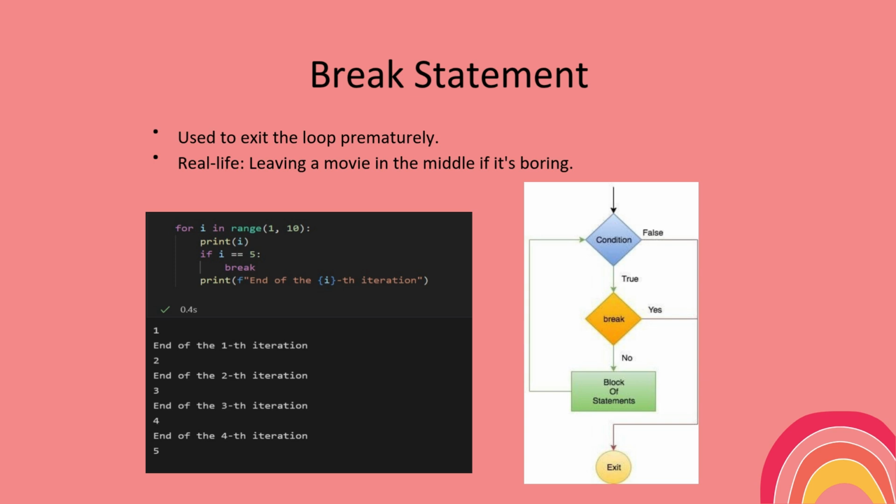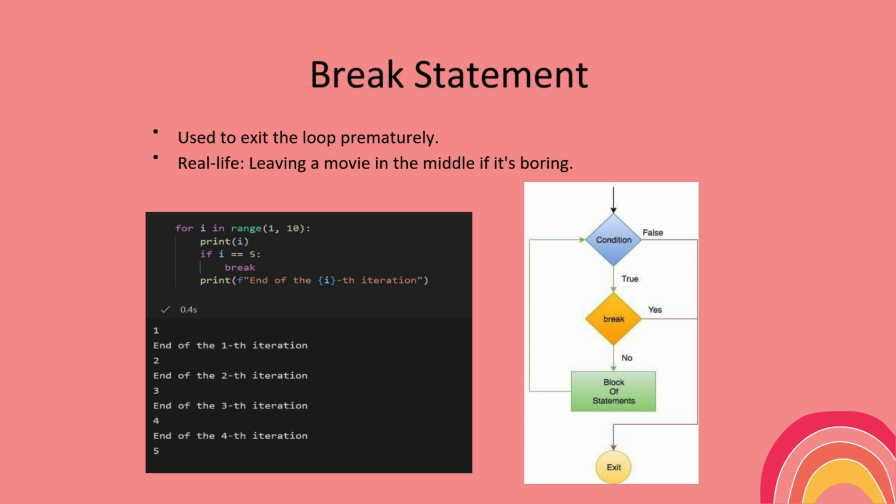Sometimes we don't want a loop to run until its natural end. We may want to exit the loop early as soon as a certain condition is met. That's exactly what the break statement does. When Python encounters a break inside a loop, it immediately stops the loop and moves to the code after the loop. It doesn't matter whether you are using a for loop or a while loop. Break works the same way in both.